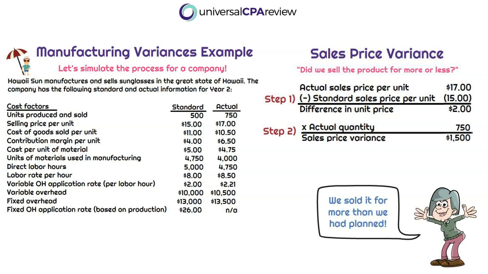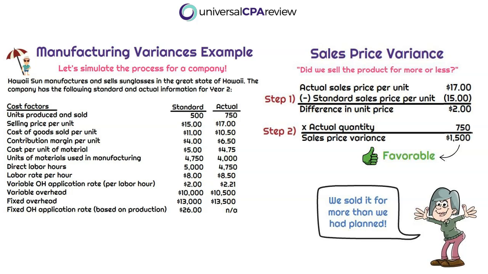Now the sales team, they're asking themselves, okay, was that favorable or unfavorable? Well, they sold it for more than they had budgeted. So that's going to be a favorable variance. So you can see how ecstatic the sales team is. They sold the sunglasses for a higher price than they had budgeted.